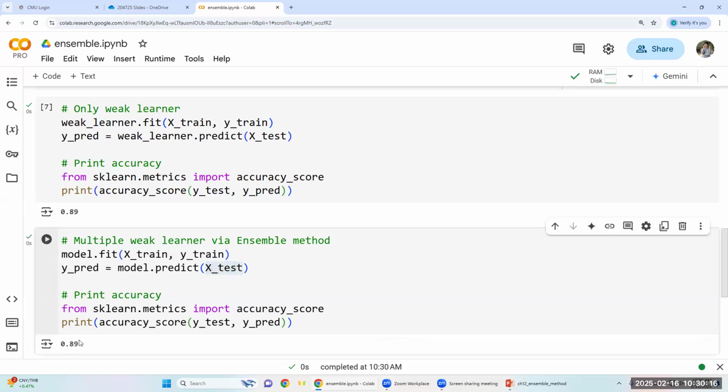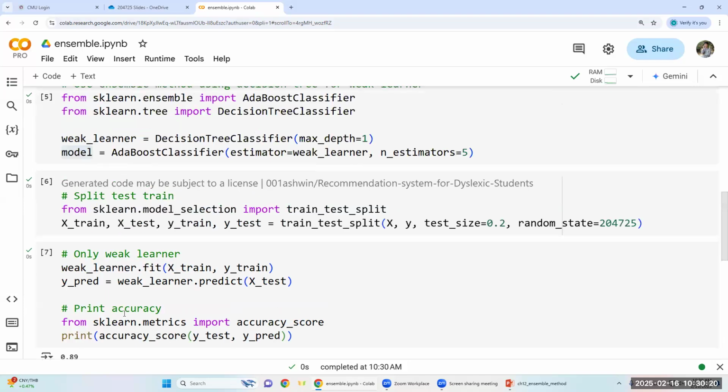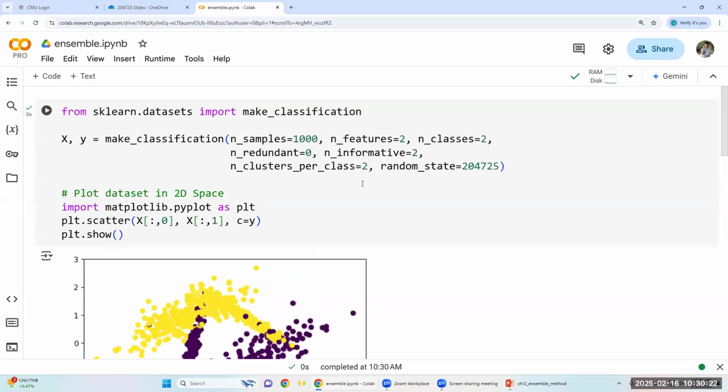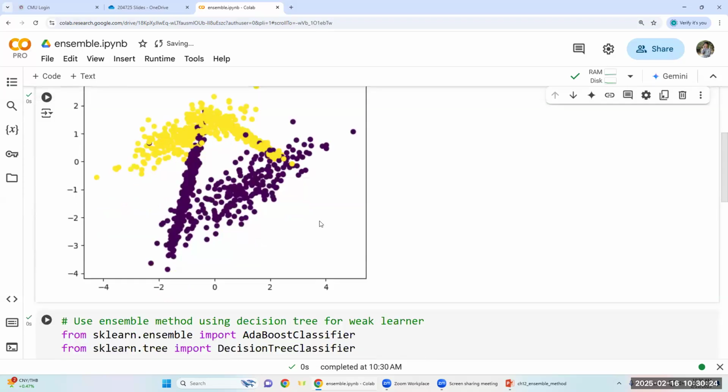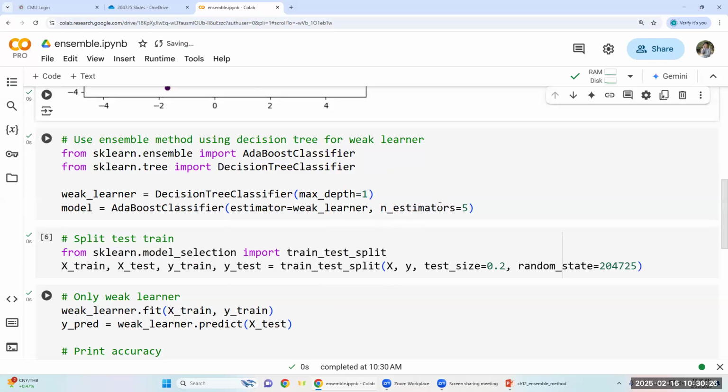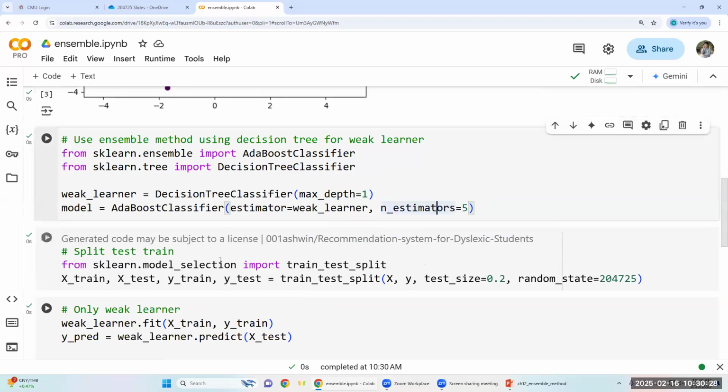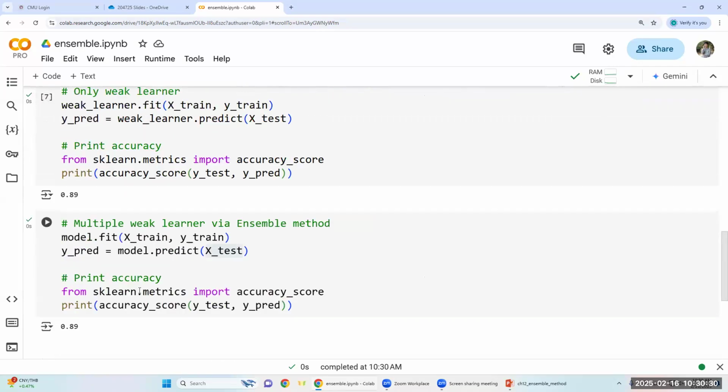So we have about the same accuracy, right? Because how many estimators do we use? We use 5 estimators, right? And then we have the same result.